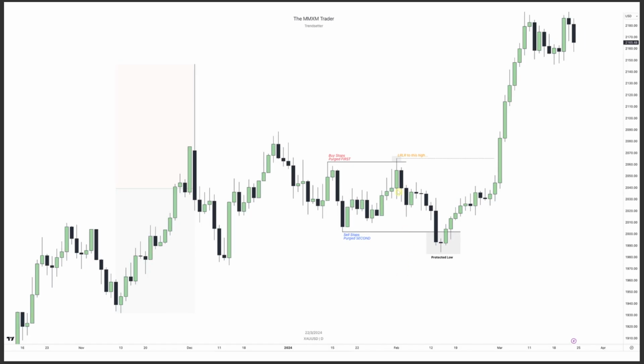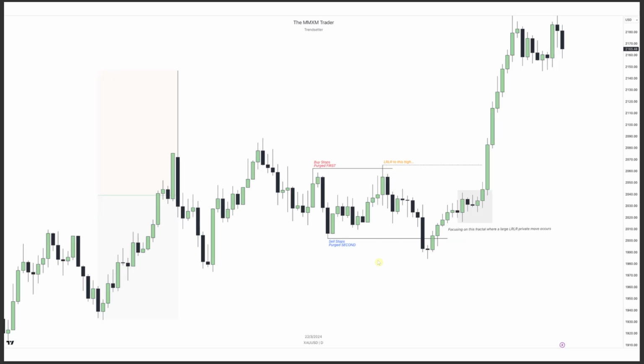What is key? We're going to be waiting for the double purge, right? And then we know the LRLR will happen into this high. Buy stops first, then sell stops, then we have a protected low formed, and then we want to have the real move, which is a bullish move into this high. Now we're going to be focusing on this little fractal over here, where a large low resistance liquidity run occurs. And think about this high as a target, right, in this whole range.